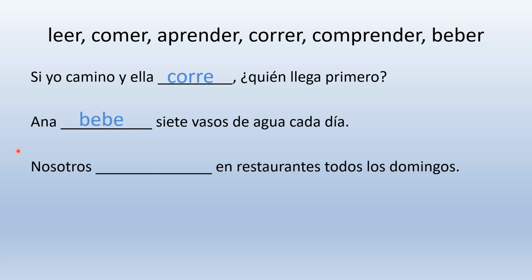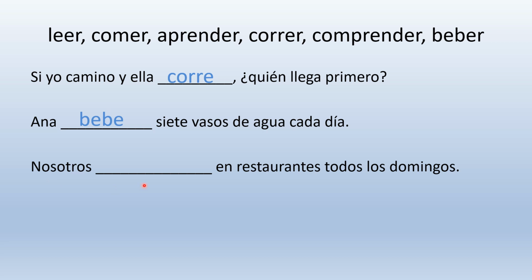Próximo ejemplo, next example. Nosotros, and if you hear my dog or my kids, I apologize. It is virtually impossible to rule out all external noise. But we'll just try to do our best.